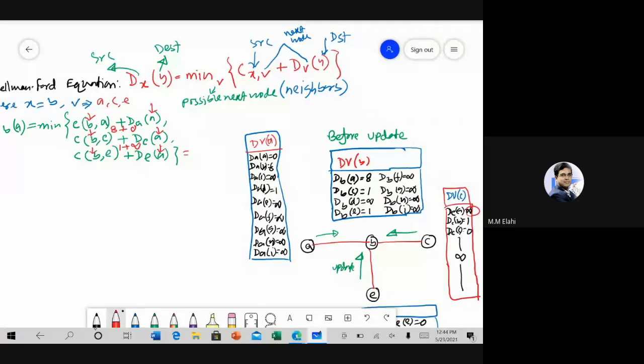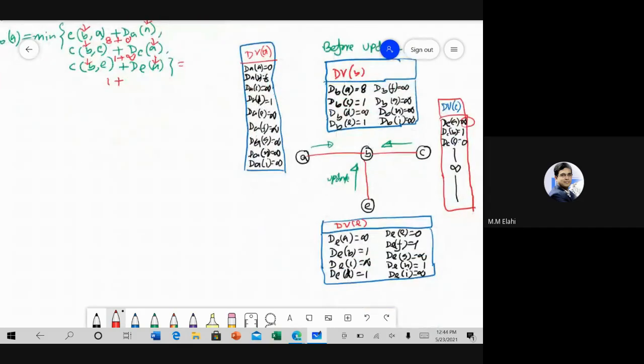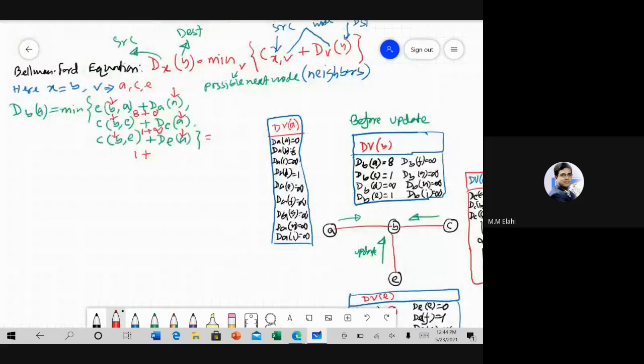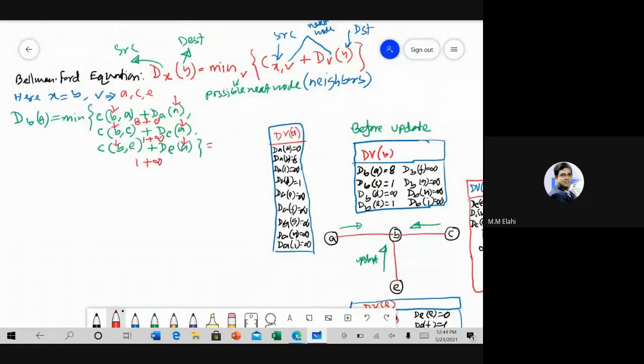Then from B to E, what is the value? From B to E is 1. And E to A, it must go to E's table. See, E to A is infinite. So unfortunately, 1 plus infinite means infinite. So the default value will be 8, so the direct value will be there.